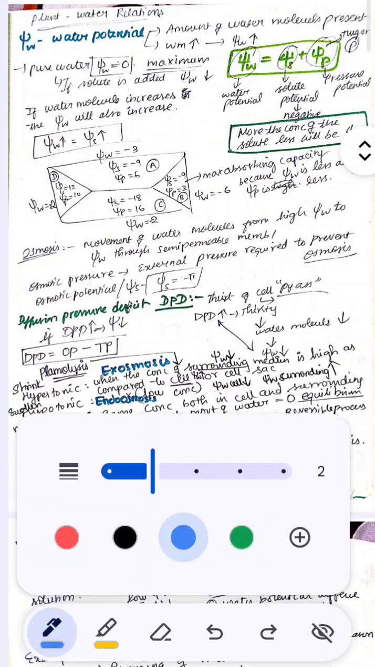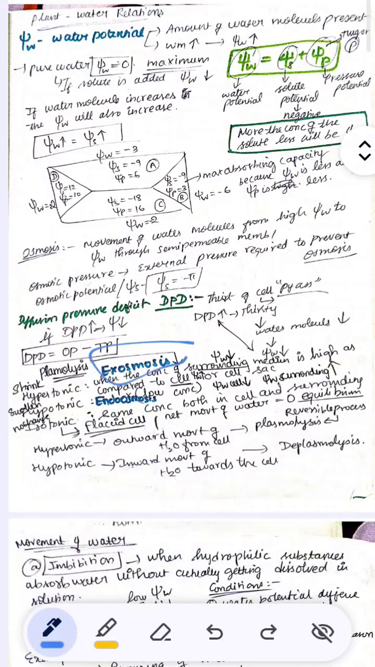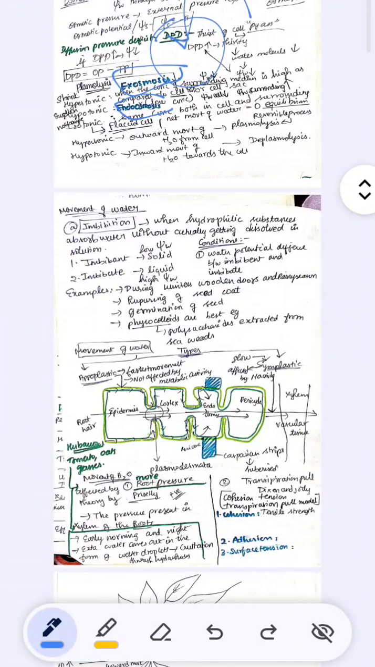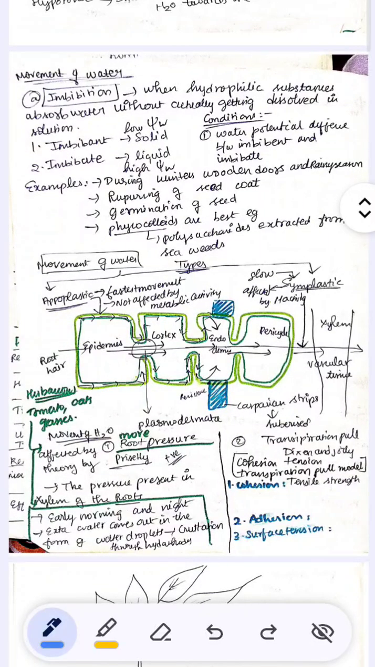Now there is a concept called exosmosis and endosmosis. Exosmosis, as the name suggests, is from the inner part of the cell to the outside environment, whereas from the surrounding to the inward of the cell, it is endosmosis. Then there is the concept of imbibition, when hydrophilic substances absorb water without getting dissolved. So this process is said to be imbibition. That is a diagram of our cell structure of a leaf or a plant.